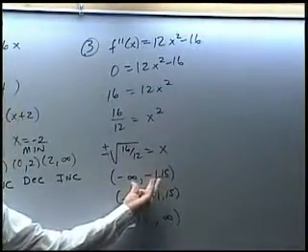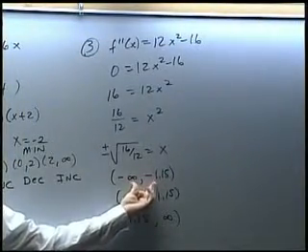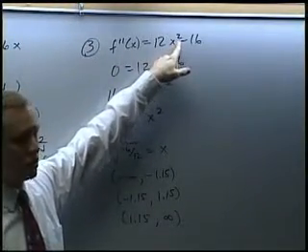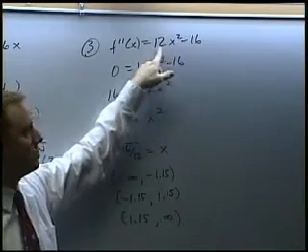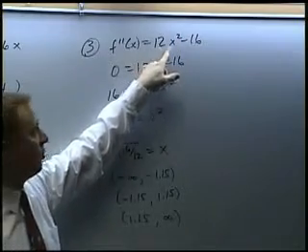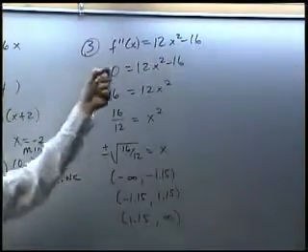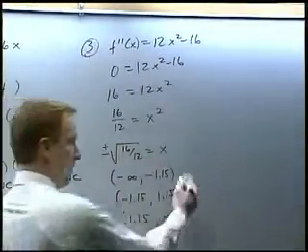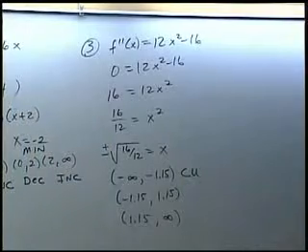Okay. Well, what if I pick a number like negative 2? If I sub it into the second derivative, okay, what's negative 2 squared? Be 4 times 12, 48. 48 minus 16 is definitely positive, so what's happening in here? Concave up, right. Okay, if it's positive, it's concave up.